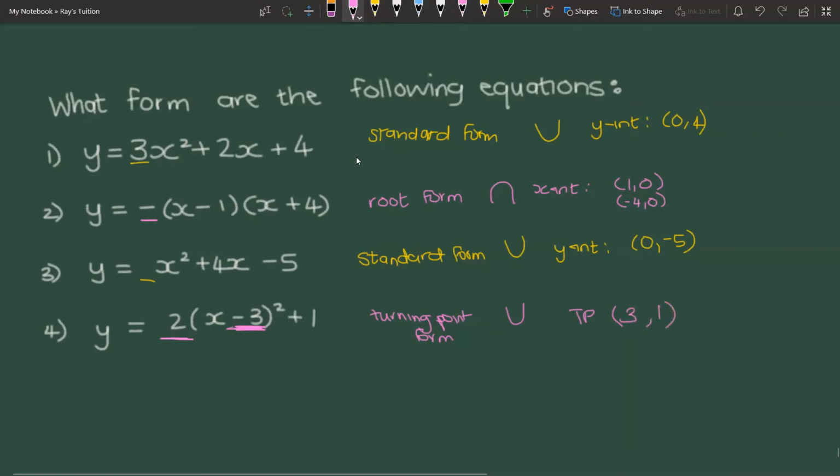So that was a quick exercise. And you can see how much information you can get from the equation just by looking at it and knowing the different forms and what they tell you.